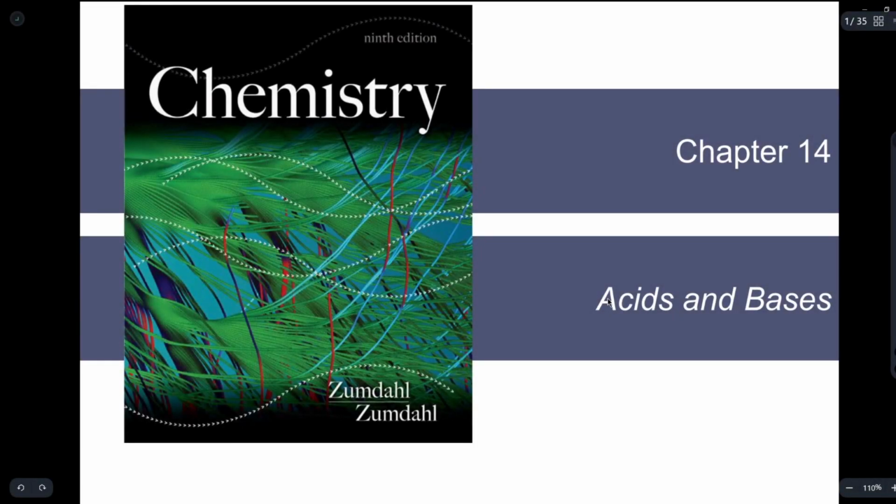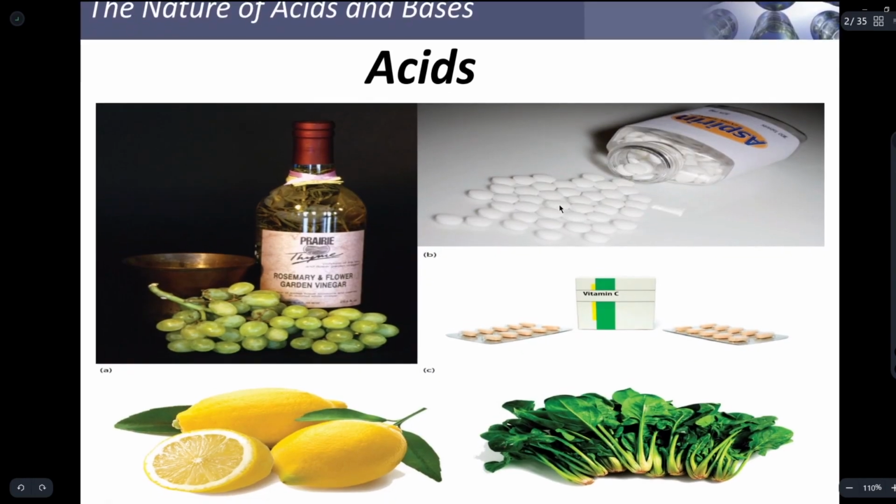Chapter 14, Acids and Bases. In Chapter 14, we will be discussing acids and bases, and in Lesson 14.1, we will be generally describing acids and bases. Firstly, acids. Where can acids be found?